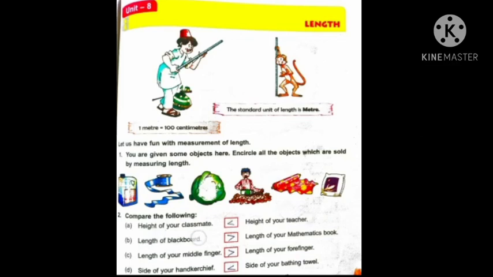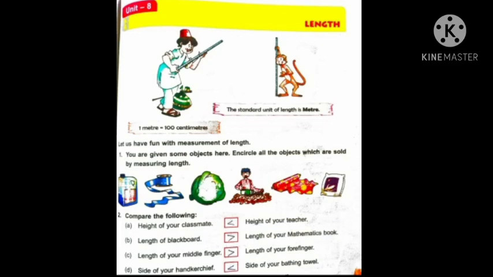Second one, length of blackboard, length of your mathematics book. Which length is more, blackboard or mathematics book, children? Tell me. Yes, blackboard. So here we have to compare by using the greater than symbol. Length of blackboard is greater than length of your mathematics book.